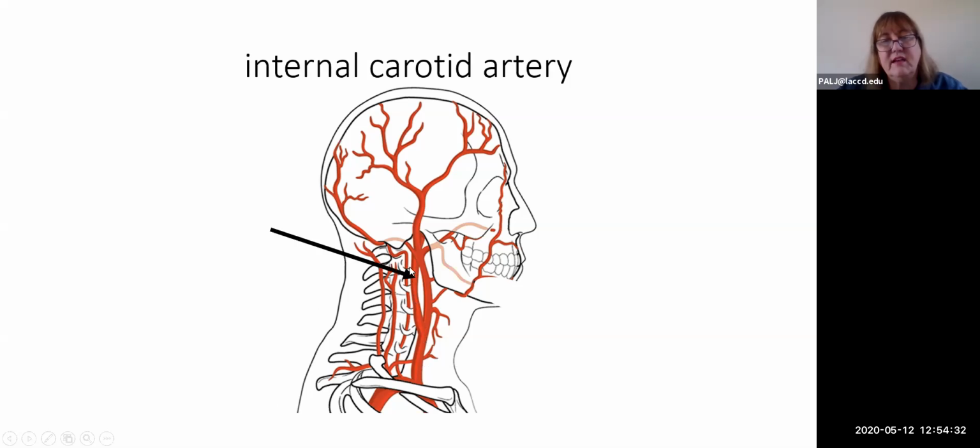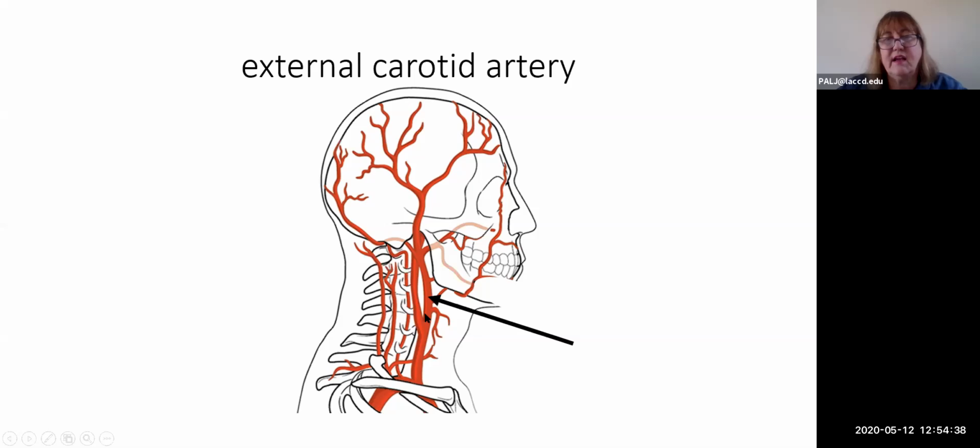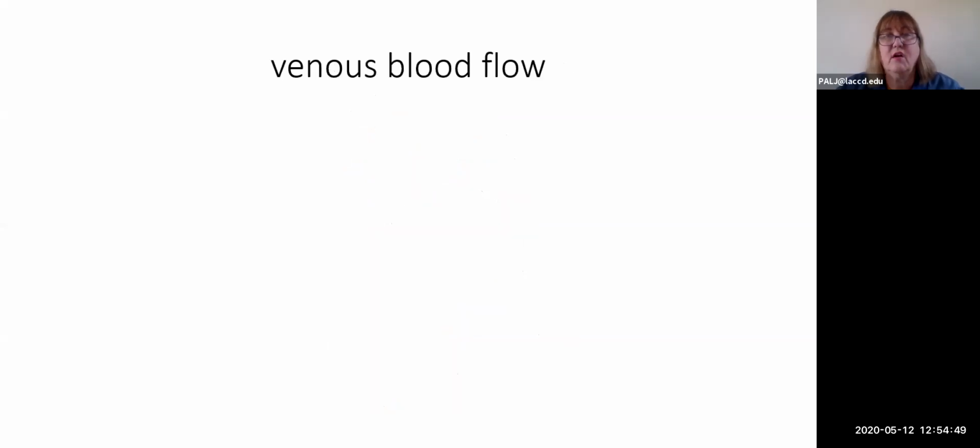Posteriorly, we have the internal carotid artery, which dives inside the skull. And then anteriorly, we have the external carotid artery, which is giving off a facial artery to the face. And then that pulsating blood vessel right here, the superficial temporal artery. That's it for arterial blood flow, and I will continue with a separate slide for the venous blood flow.